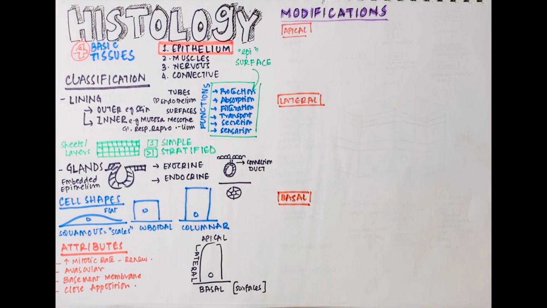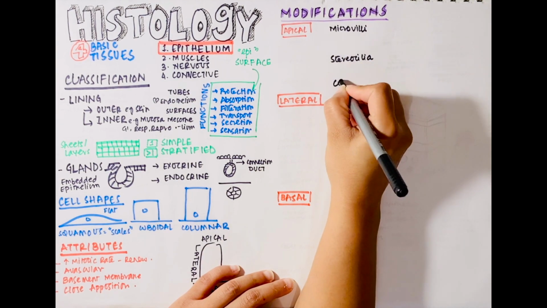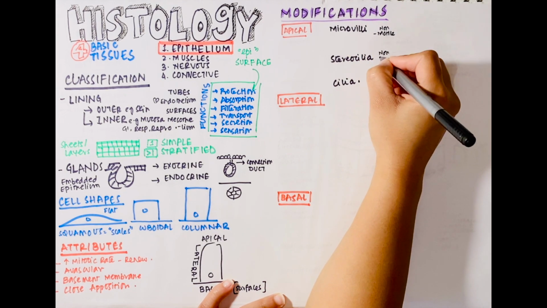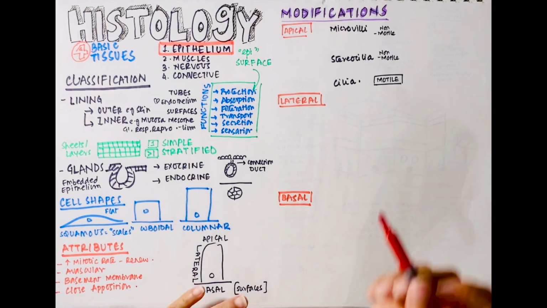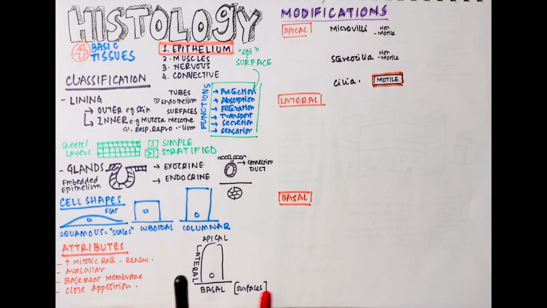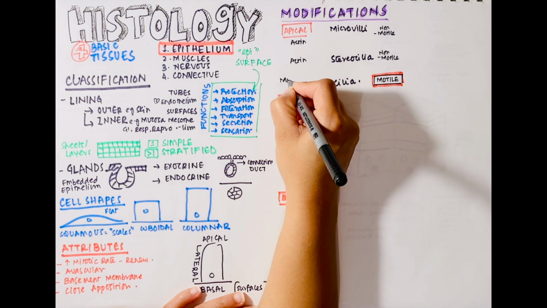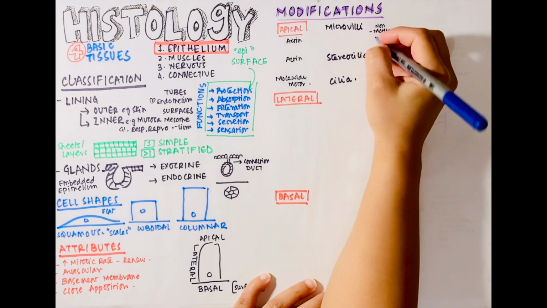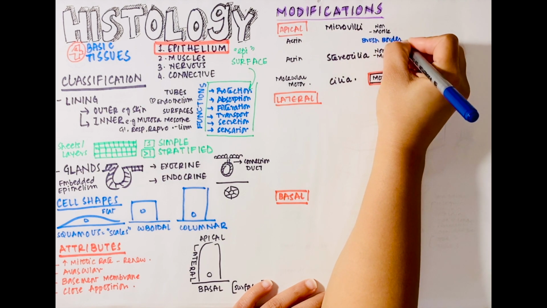Starting from the top, let's talk about the apical modifications, which include microvilli, stereocilia, and cilia. Out of these, microvilli and stereocilia are non-motile, whereas cilia are motile, and this is an important thing to remember because it makes them different in function. Both microvilli and stereocilia have an actin core, whereas cilia has a molecular motor which helps it move with the use of ATP.